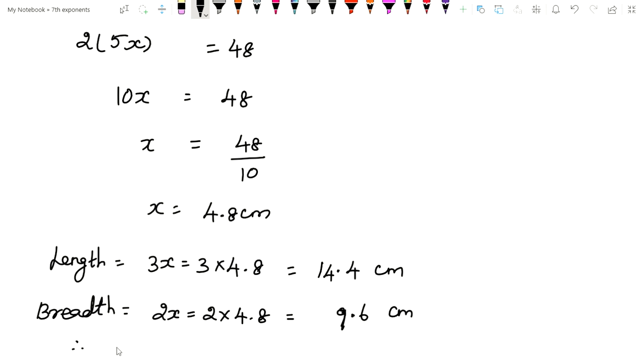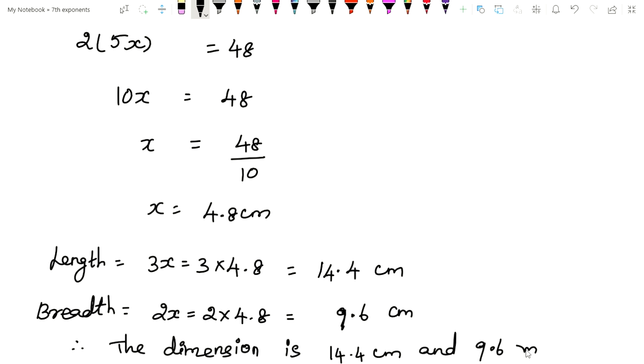Therefore, the dimensions are 14.4 centimeter and 9.6 centimeter. Is it clear, children?